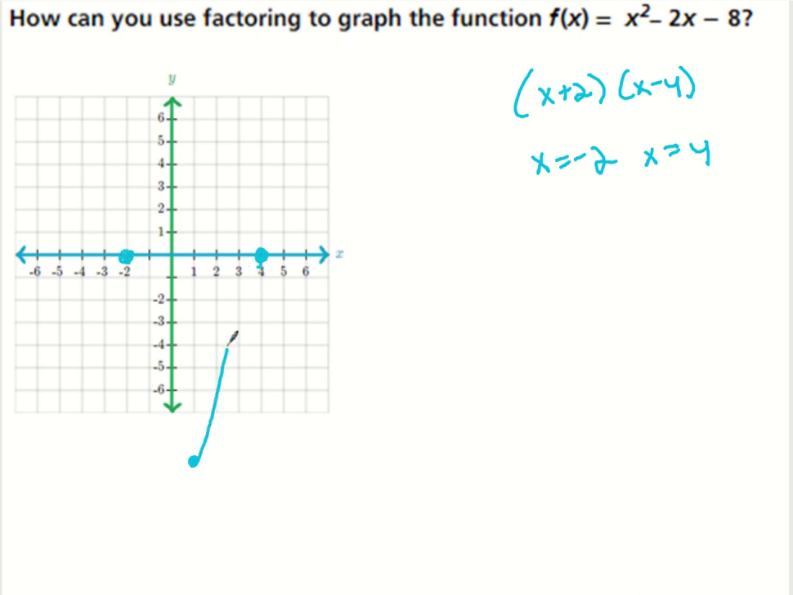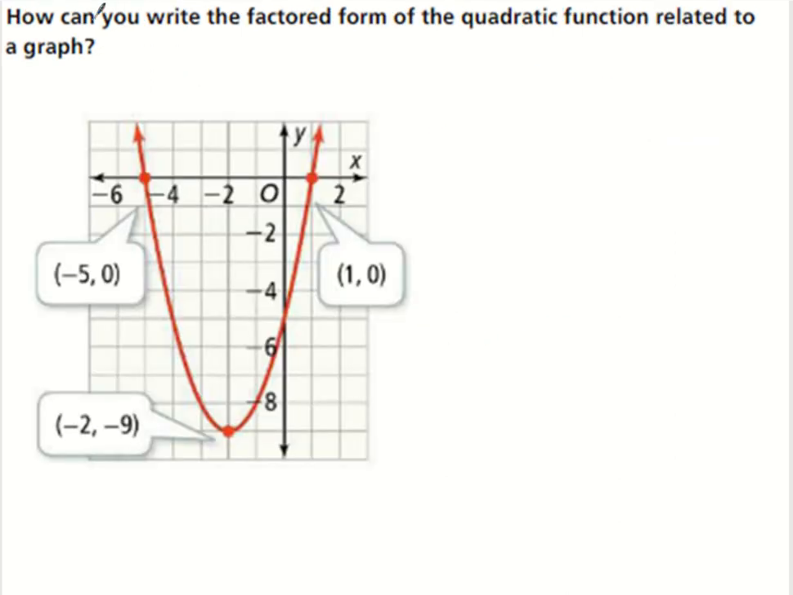So those are my 2 x-intercepts. Whoops, I missed, but we're okay. There's my graph. Okay, so you still find the vertex, that part doesn't change, but now you're factoring to find 2 other points, those zeros or x-intercepts.